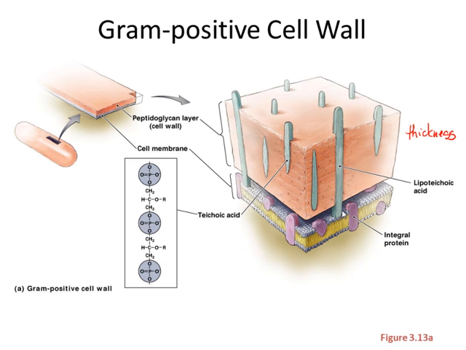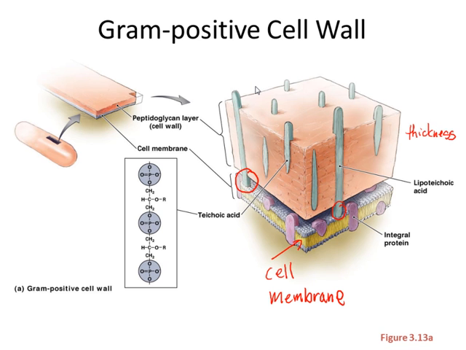Here's an example of a lipoteichoic acid. Notice how it's anchoring it to this phospholipid bilayer called a cell membrane. Here's another lipoteichoic acid anchoring it here as well. So those are unique to gram-positive cell wall. So when I ask you, what makes a gram-positive cell wall unique? What are some of the things you're going to list?